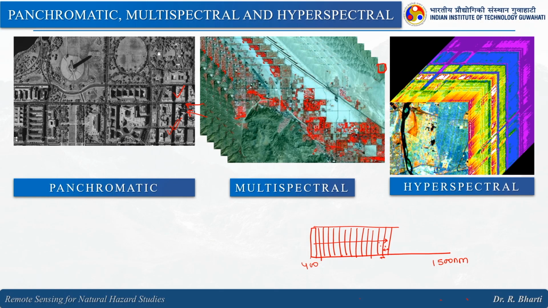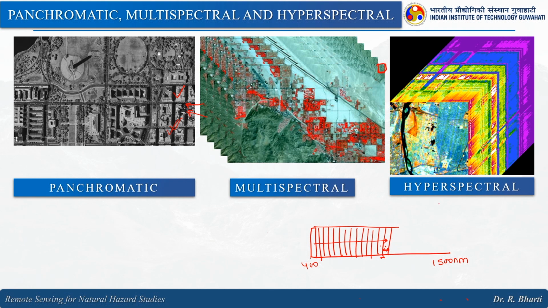The bandwidth we discussed in spectral resolution. So, this is the bandwidth, the start and end of the wavelength. So, typically in hyperspectral remote sensing we have 10 to 20 nanometer bandwidth, and it is contiguous in nature, and the number of bands should be more than 10.